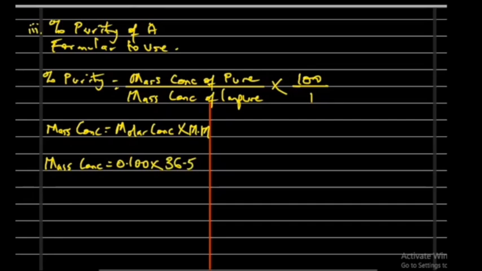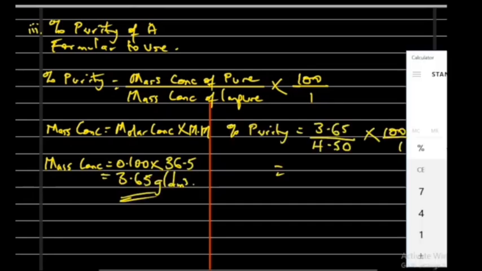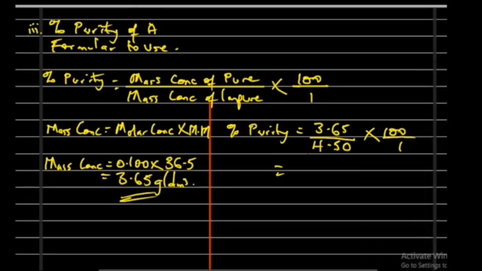So when we do the calculation here, we'll be having 3.65 divided by 4.50, and that is going to give us 81.111. So to three significant figures, it will be 81.1%. So that is going to be the percentage purity.